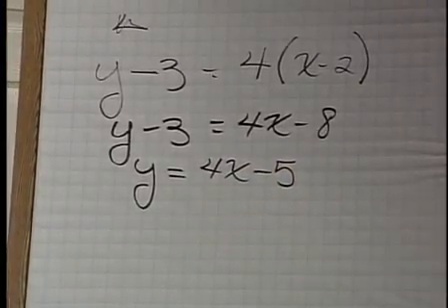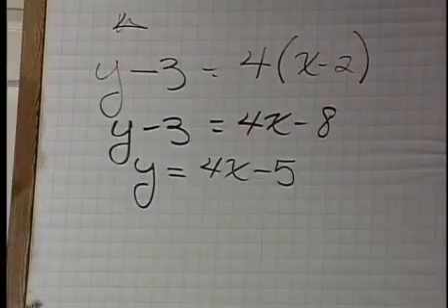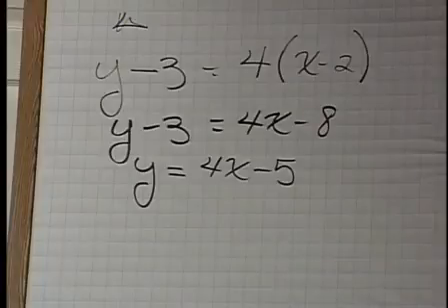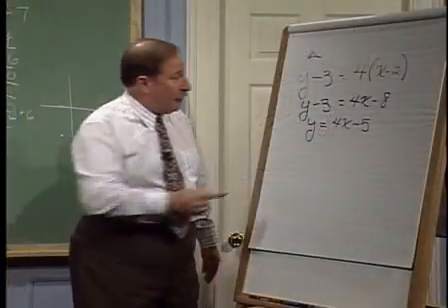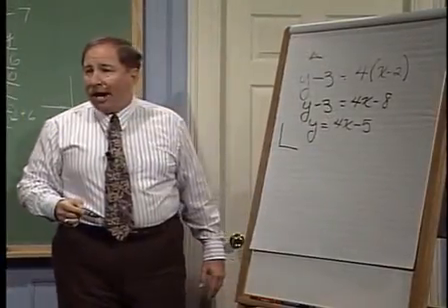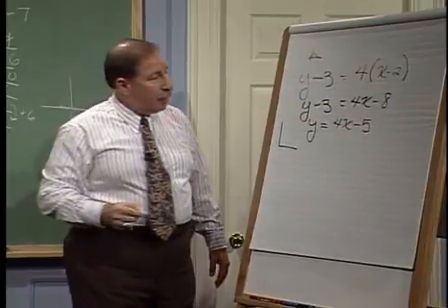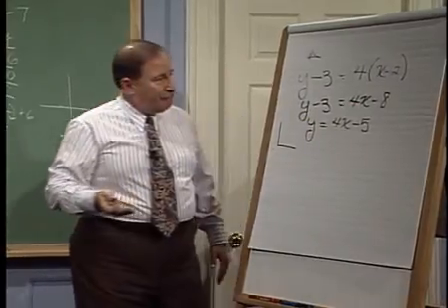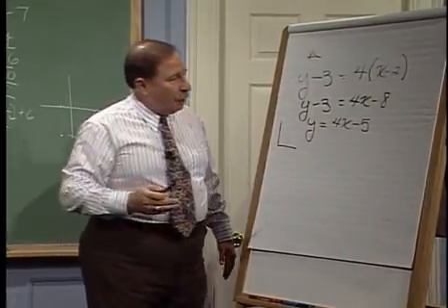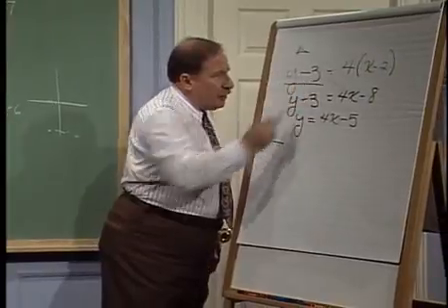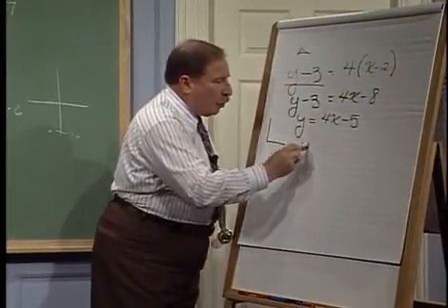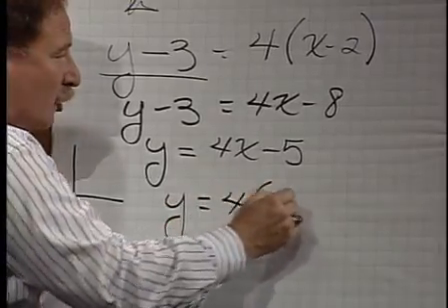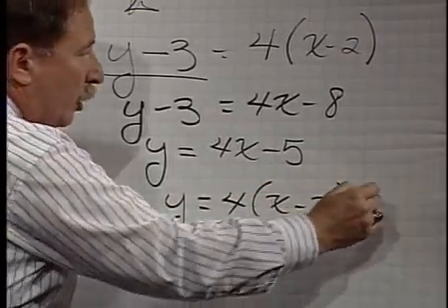y-intercept is negative 5. But let's assume I was graphing this and didn't have any negative numbers on my axis. I was graphing it, like that, and where x and y are both positive. I couldn't find negative 5. Negative 5 was off my paper underneath here someplace. That wouldn't be very good. So, I want to take another look at what this means. Let's add 3 to both sides. y equals, leaving the parentheses, 4 times x minus 2 plus 3.